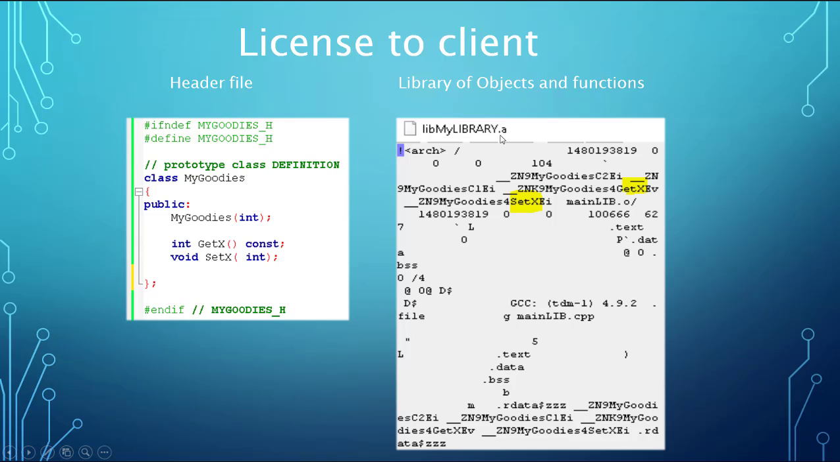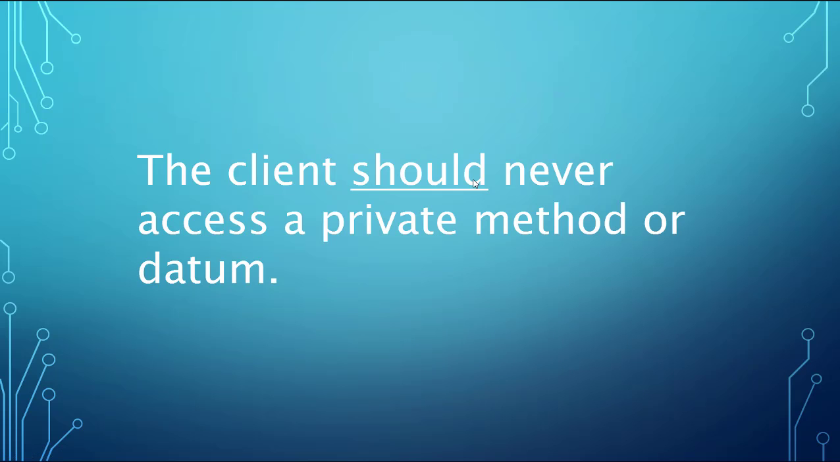.a. Notice it's not .exe. You cannot execute this. This is an ASCII format of the library. And you look, you see goodies setX and goodies getX. And if this is a release version, otherwise you'd actually see m_worker in here. Variable names would be in here. So I sell this license to a client, and now they can use my goodies. Normally a client never should access private methods or data.